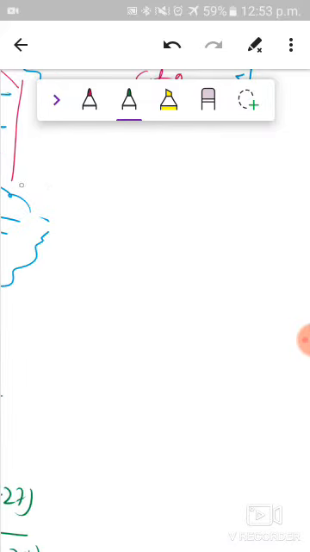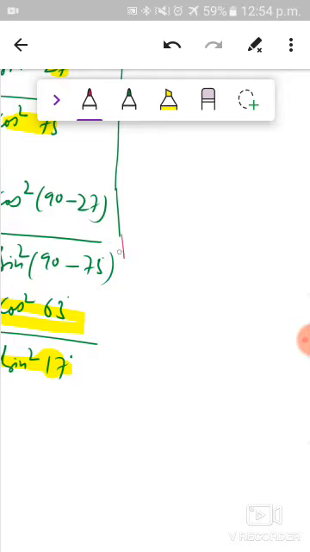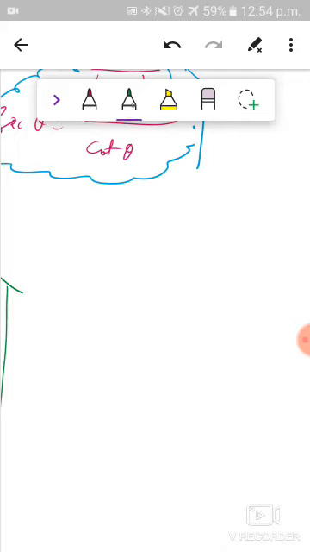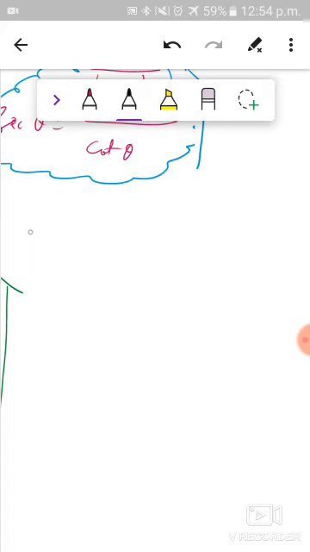Let me take one more question. Now I am going to take a few parts from question number 5. All these parts are important. Question number 5 is, prove the following identities where the angles involved are acute angles for which the expressions are defined. Okay, so let me take part 1 first.